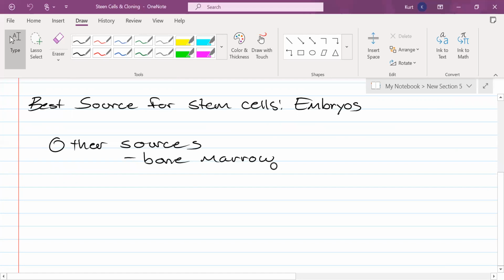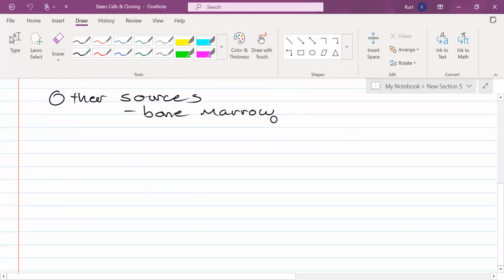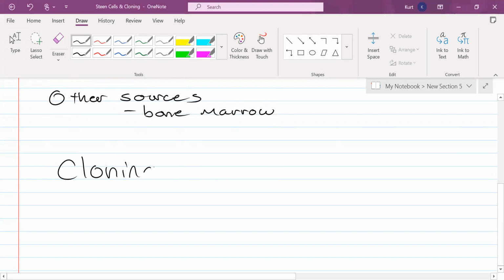You are basically given like a newborn, new cells. And so that is going to get me to the second part of today, which is cloning. The one problem that we have is your body rejecting tissue.